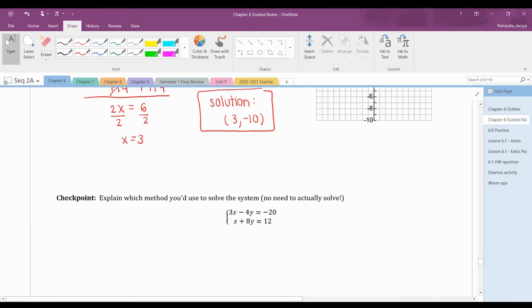If you notice here, this checkpoint problem, it just says explain which method you use to solve. No need to actually solve. Like I said, that's going to be your first couple of problems in your homework. Hopefully you notice that, hey, all the x's are lined up, all the y's are lined up, all the equals are lined up, all the numbers are lined up. I don't see y equals for both of them, and I don't see a variable by itself. So hopefully we're okay with this one has to be elimination. And once again, that's because like terms are lined up.